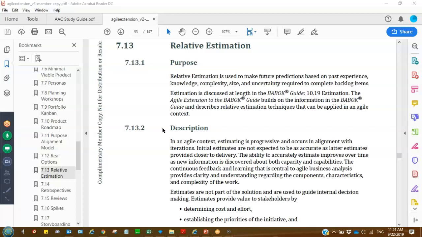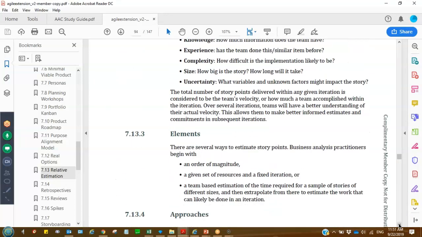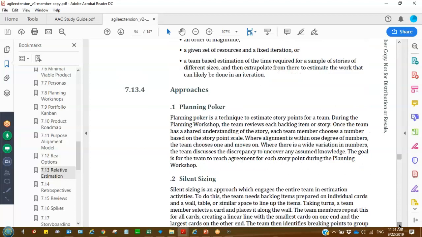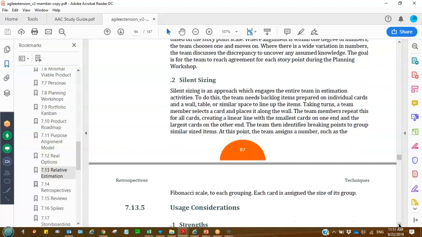The other technique, besides doing planning poker, is the same kind of thing. It's silent sizing, is what they call it here, where you develop a continuum. And it's really trying to get some sort of agreement amongst your team as to the feeling of what this is. And this is totally based on your team.